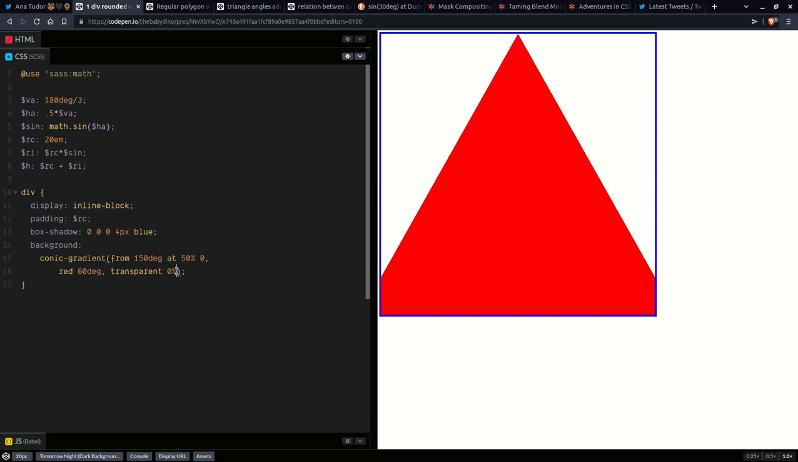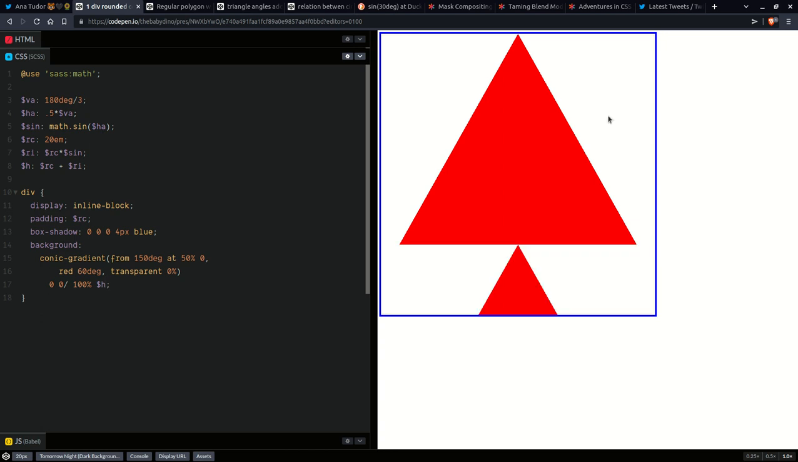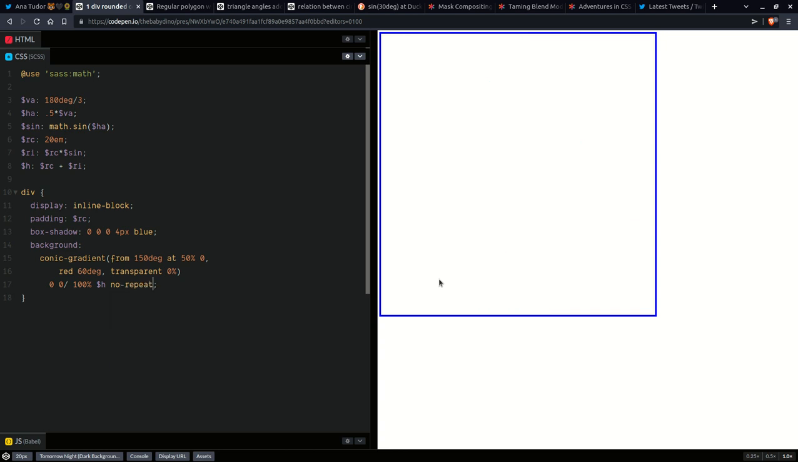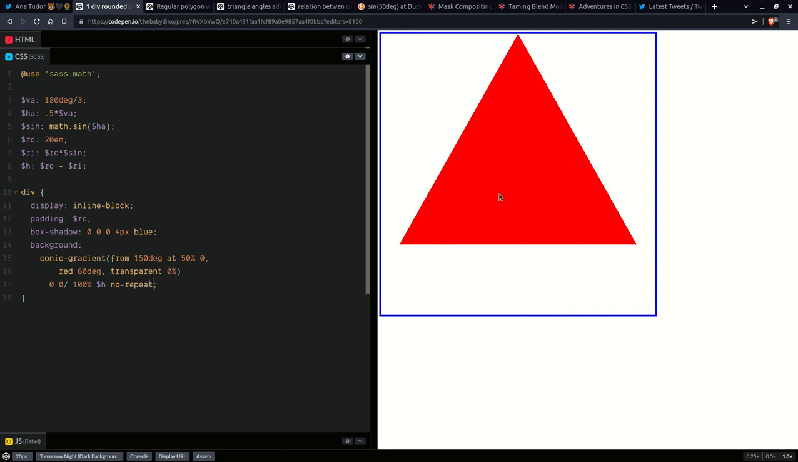So here we are going to position this at 0, 0, so top left corner, right? Horizontally, the background size is going to stretch all across the div, 100%. And vertically, we're going to have the height of the triangle. And you can see it there. And then we're going to have no repeat, like that. Okay, so now we have our nice triangle. Next up for the rounding.